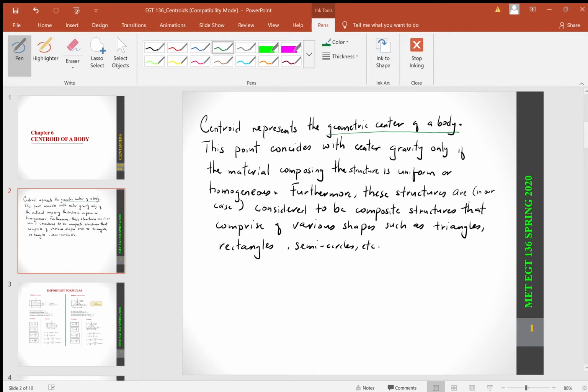Okay, so this point, this centroid, coincides with the center of gravity only if the material composing the structure is uniform and homogeneous. Therefore, in our case, because we're looking at composite bodies or composite structures, they comprise various shapes such as triangles, rectangles, and semicircles, which you'll see in the later slides.